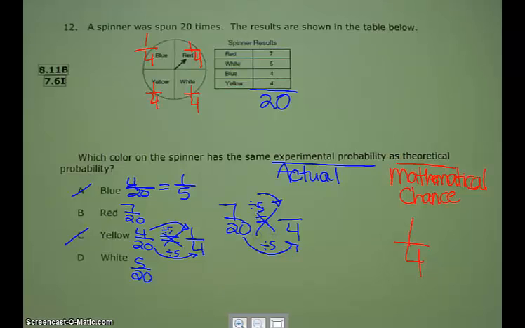Take a look at white. 5/20. 5 and 20 both have a common factor of 5. So if I divide 5 by 5, I get 1. If I divide 20 by 5, I get 4. And that is equivalent to 1/4. So my answer is white, 5/20.